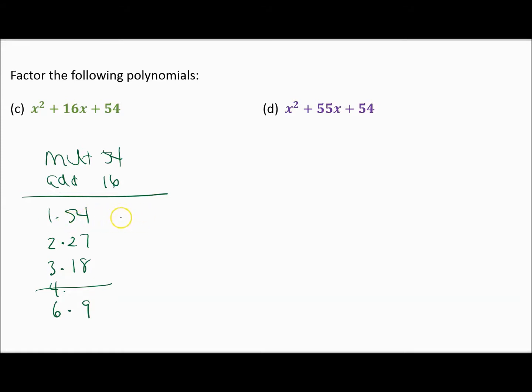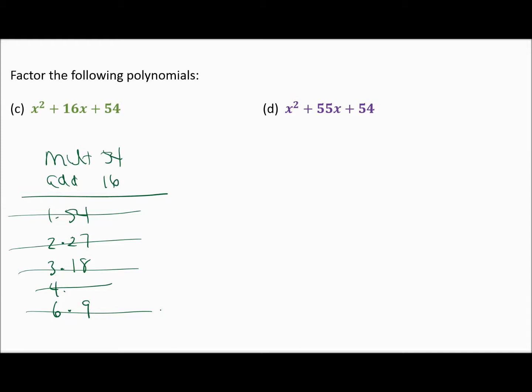That adds to be 55, so that's not going to work. 2 times 27 is 54, but that adds to be 29, that's not going to work. 3 times 18 multiplies to be 54, but adds to be 21, not going to work. But look here, 6 times 9 multiplies to be 54 and adds to be 16. No, that adds to be 15, right? So that's not going to work. What else?